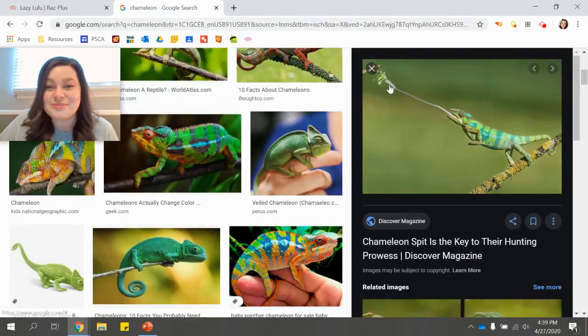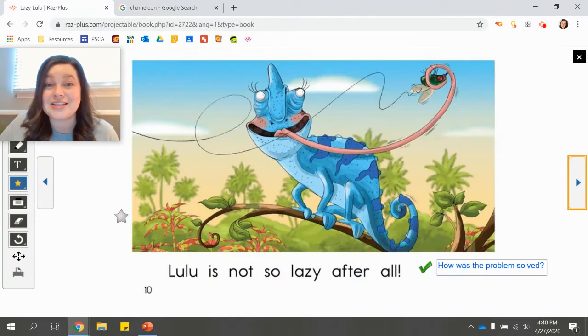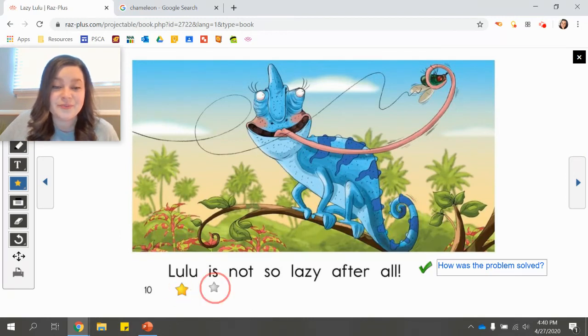If I look at this picture, remember we talked about how chameleons like to eat bugs? They use their long, sticky tongue to catch bugs, not things like seeds or leaves or feathers. So I'm sure Lazy Lulu wanted to eat that fly, right? Let's read the words. Lulu is not so lazy after all.